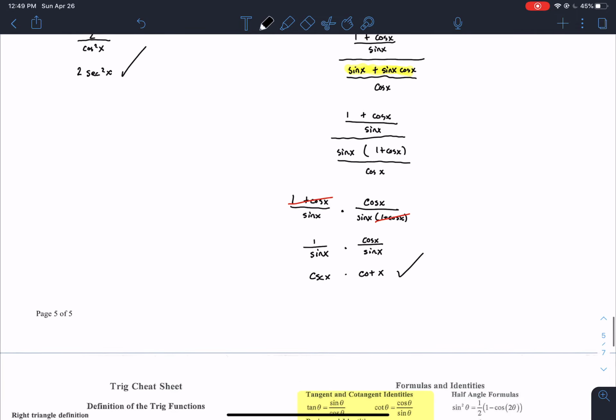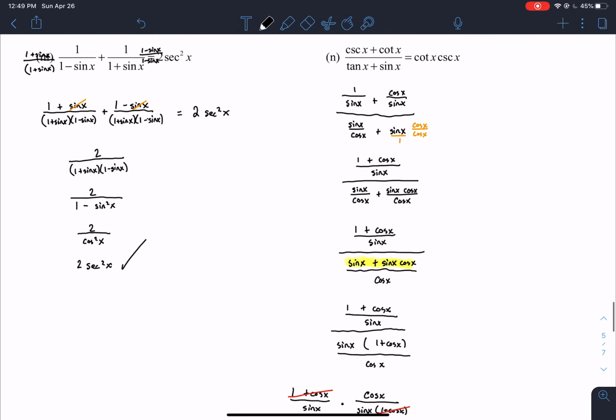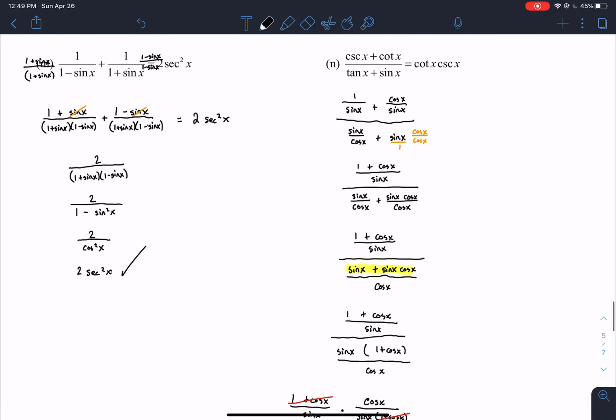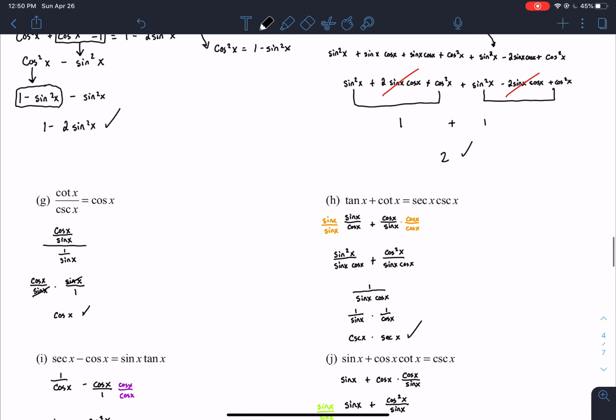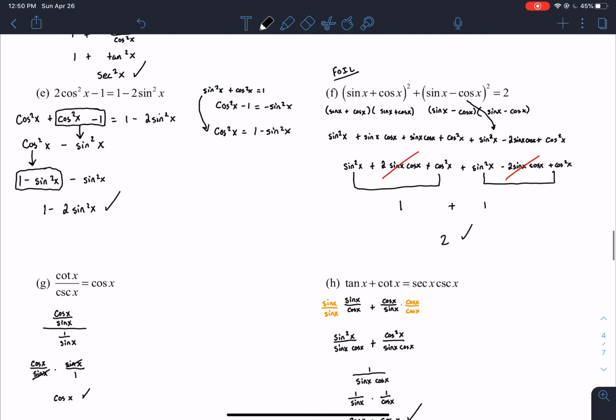Okay, so that is how you do Pythagorean identities. I ran through a bunch of different examples just to give you some ideas of how you can go about these. Biggest thing for this is you just got to practice it. The more you do it, the more you'll recognize the techniques and things like that.